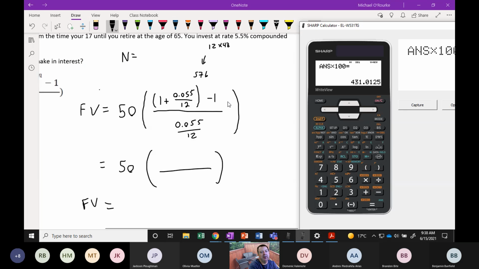So if I were using my calculator here, if you have something you can type in nicely, you could just type it in just as it's written. 0.055, oops, go back, I needed a bracket there. 0.055 divided by 12, bracket, to the power of 576. Press equals. I get 12.93-ish.